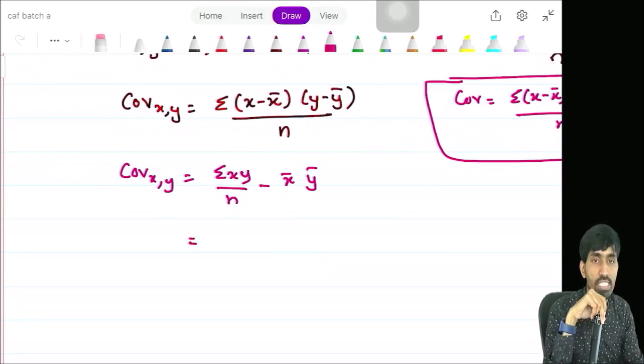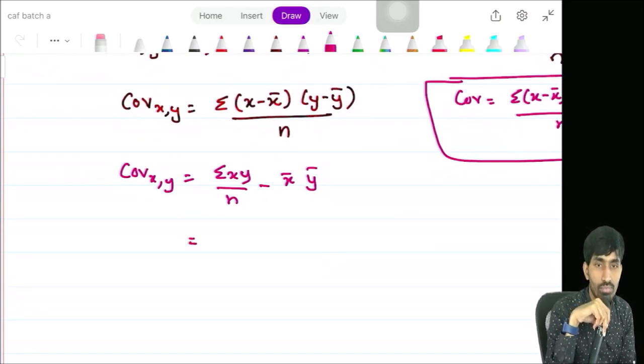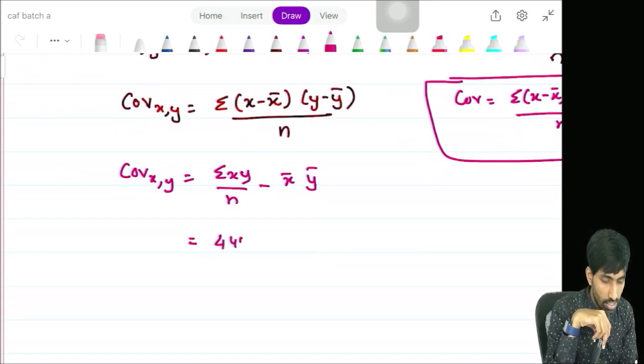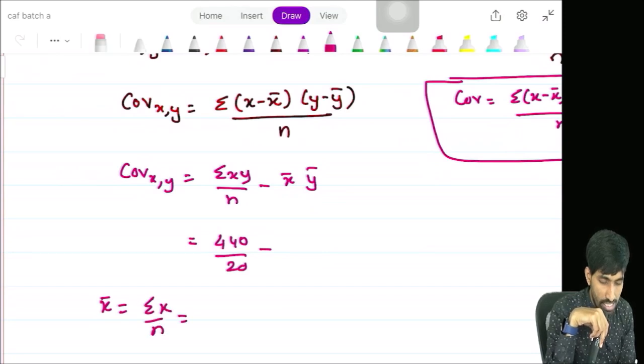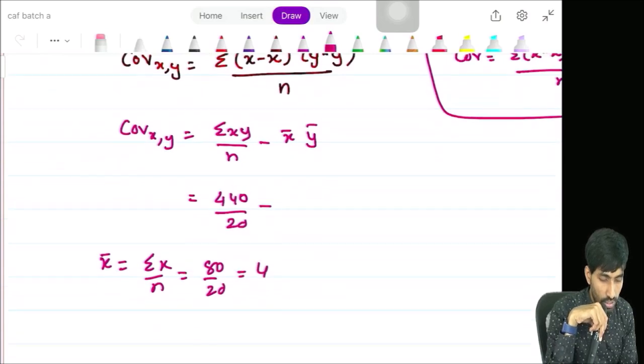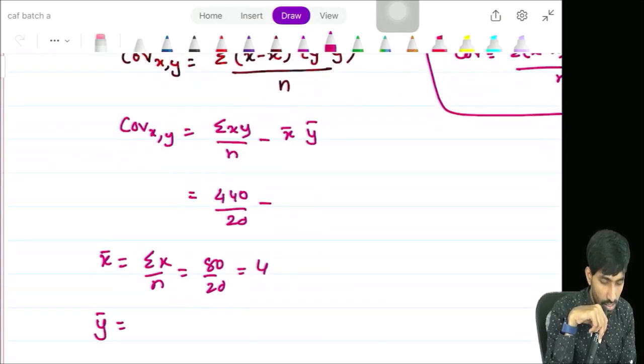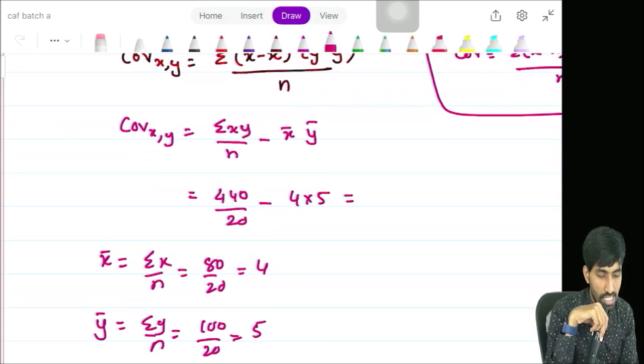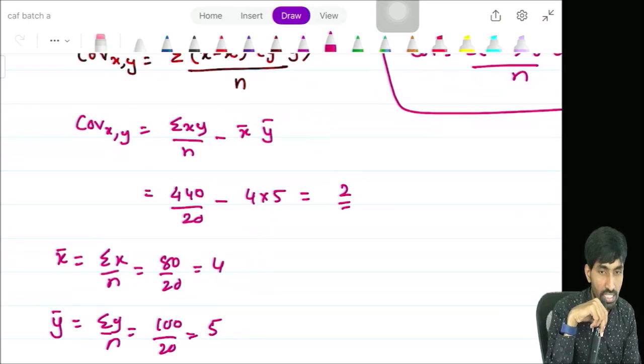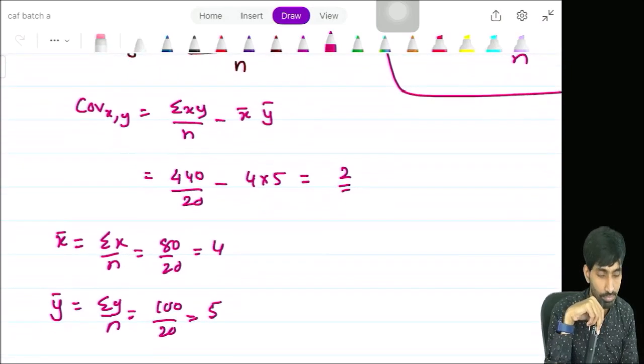Summation xy was how much in the question? 440 divided by 20. X bar I don't know. Can I find x bar? Summation x upon n, 80 by 20. Answer is 4. Can I find y bar? Summation y by n, 100 by 20 is equal to what? 5. So 4 into 5. Give me the answer. Answer is 2. Now I can find R also.